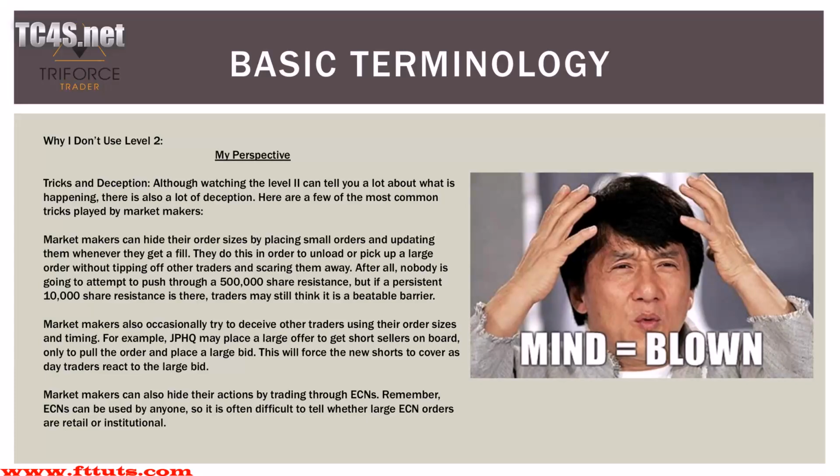It really is. Because you don't know what these people are doing. Level 2 is information you should know about, but in context, it's not conducive to trading. And the other thing that they can do, like I told you guys, is market makers can also hide their actions by trading through ECNs. Remember, ECNs can be used by anyone, so it's often difficult to tell whether large ECN orders are retail or institutional. Is any of this unclear?